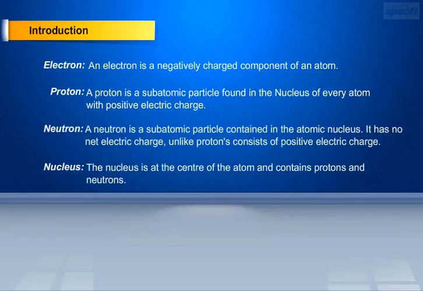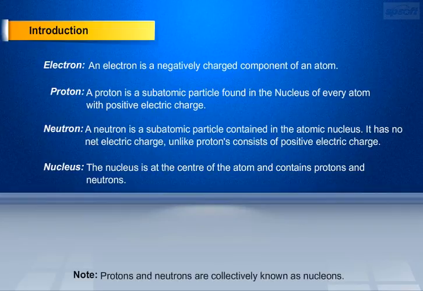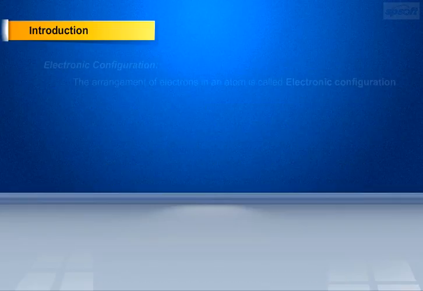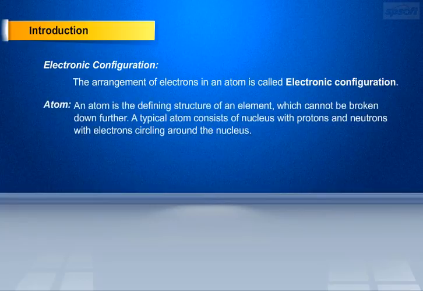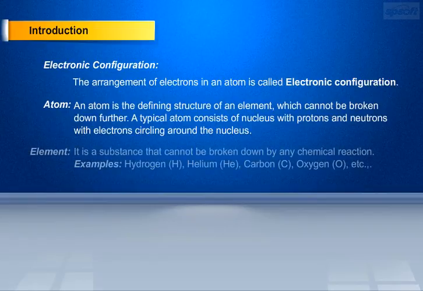Nucleus. The nucleus is at the center of the atom, and contains protons and neutrons. Protons and neutrons are collectively known as nucleons. Electronic configuration. The arrangement of electrons in an atom is called electronic configuration. Atom. An atom is the defining structure of an element, which cannot be broken down further. A typical atom consists of a nucleus with protons and neutrons, with electrons circling around the nucleus. Element. It is a substance that cannot be broken down by any chemical reaction. For example, hydrogen, helium, carbon, oxygen, etc.